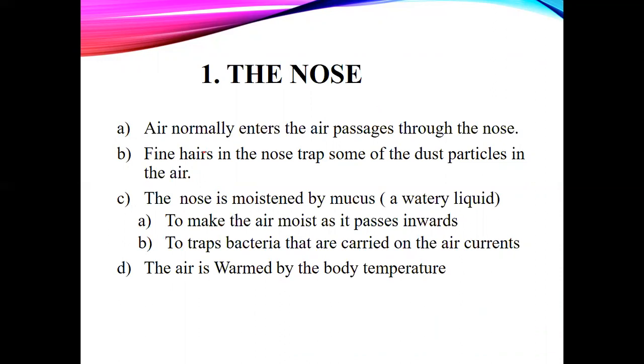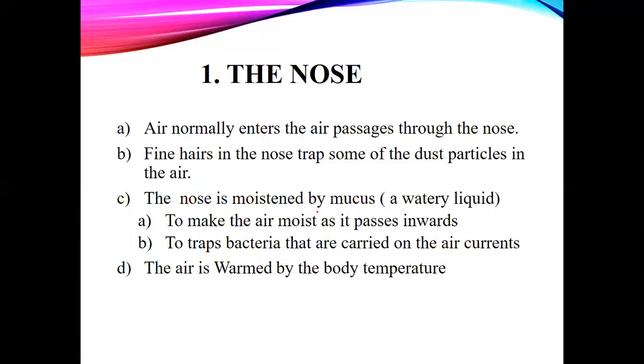So all of these things work together to make it easier for you to respire. Now let's talk about the nose quickly. Normally, air enters the air passages through the nose. There are hairs in the nose that trap some dust particles in the air. We also have cells which look like ciliated cells. They help to trap dust particles and some germs which might want to have access to your lungs, because if those things are not done, you might get an infection from the gases you take into your body.